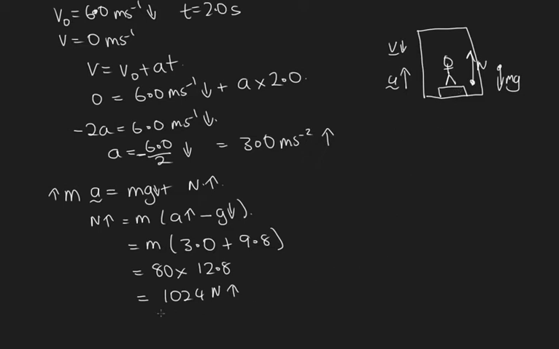So he actually gets a lot heavier, so the reading on the scales is 1024 over 9.8, which is equal to 104 kilograms, and so that's a lot heavier than his normal mass, because the floor has to push up on the man to slow down his descent.